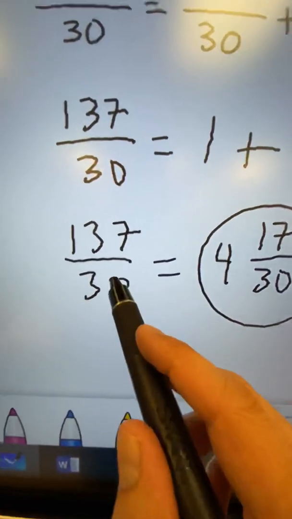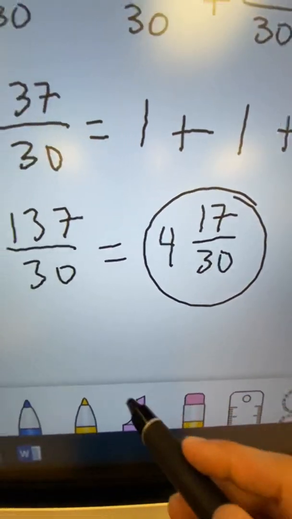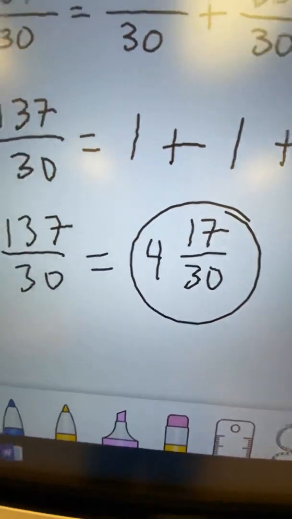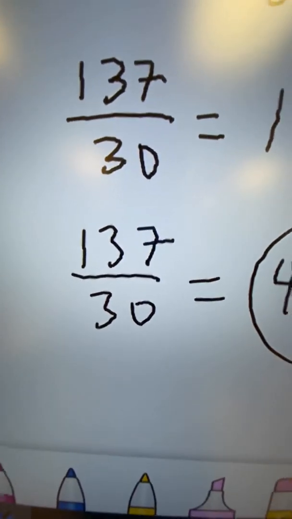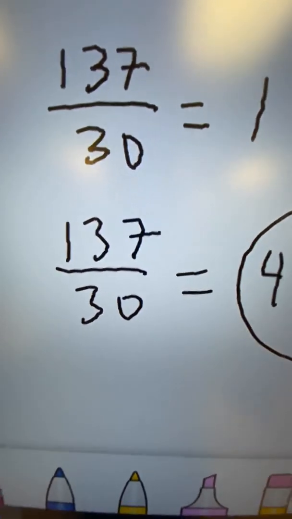And when they say simplify, it doesn't mean go from here to here. This is going from improper to mixed. Simplifying is a different story. It's just saying to find the greatest common factor that could go into these. And if your greatest common factor is a 1, that means it is simplified.